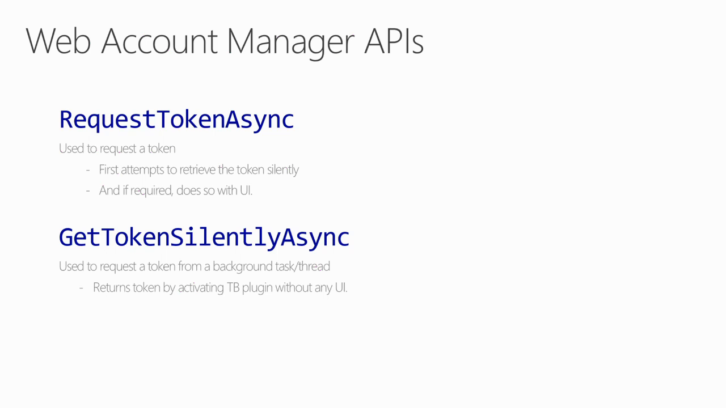Get token silently async is kind of like, hey, I've already signed in. I have a token, and Windows 10 has registered it. I'm just going to go get it, so I don't want to let the user sign in.